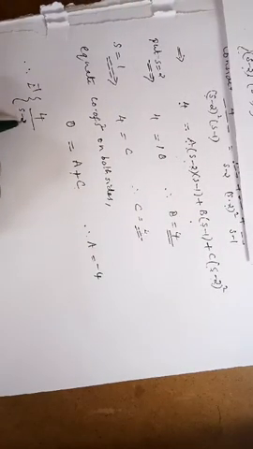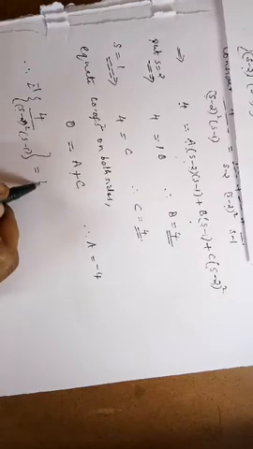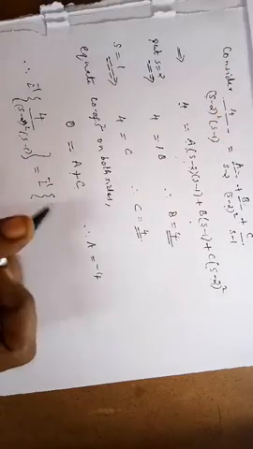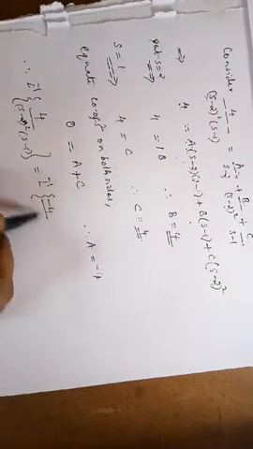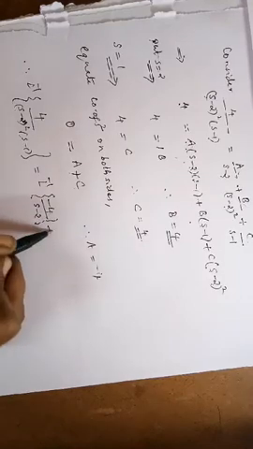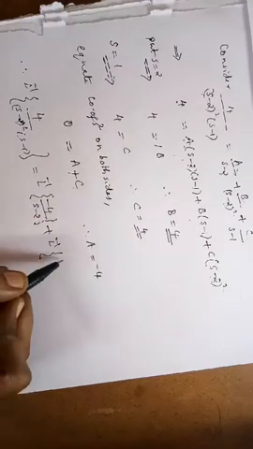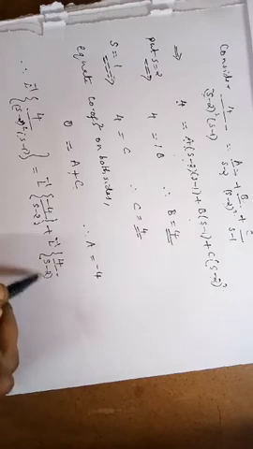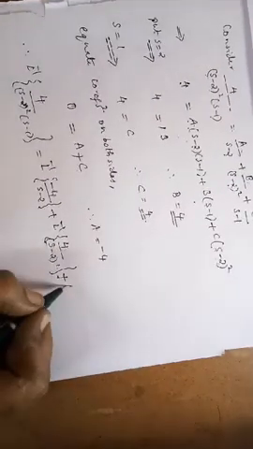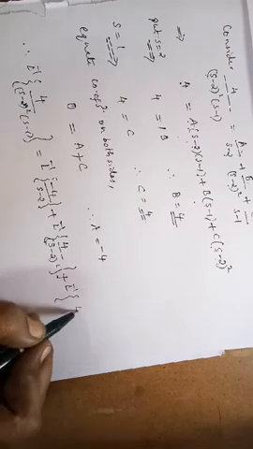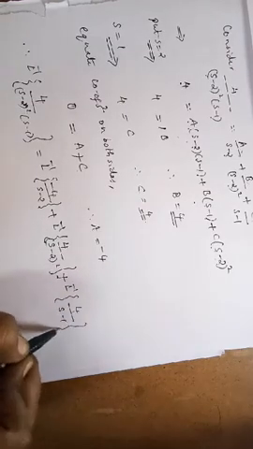So L inverse of 4 by (s minus 2) whole square into (s minus 1) we can write as L inverse of a by s minus 2, where a is minus 4, so minus 4 by s minus 2, plus L inverse of b by (s minus 2) square, where b is 4, plus the third term L inverse of c by s minus 1, where c is 4.